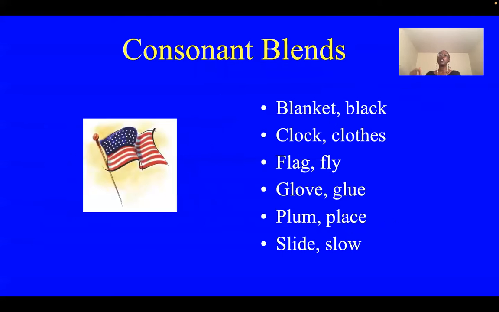Okay, let's move on. Consonant blends. Some examples of consonant blends are the words blanket, black, cloth, clothes, flag, fly, glove, glue, plum, place, slide, and slow. These are examples of words that have that initial consonant blend.